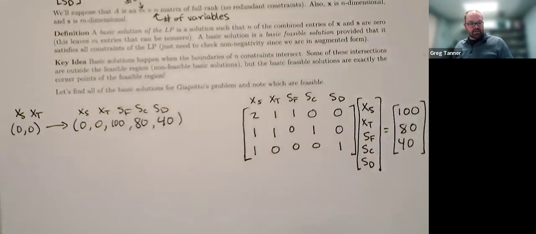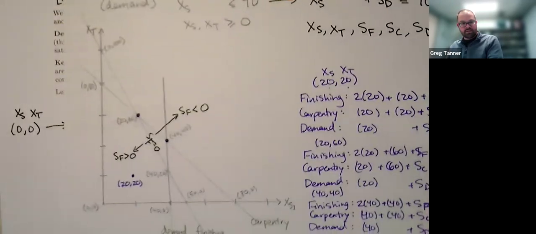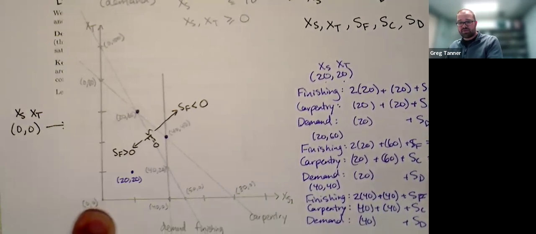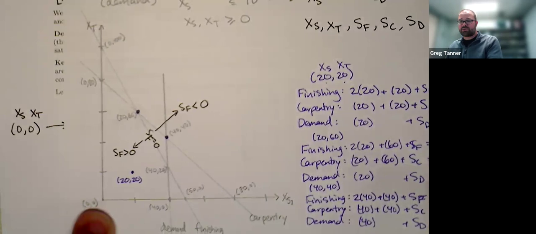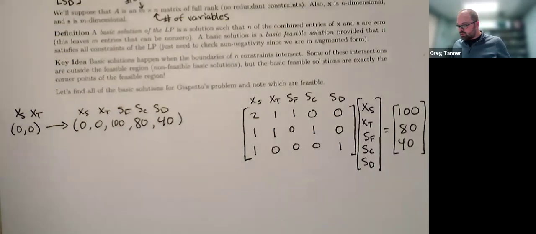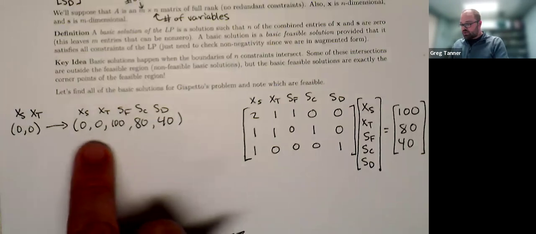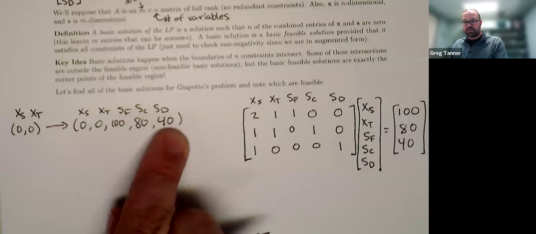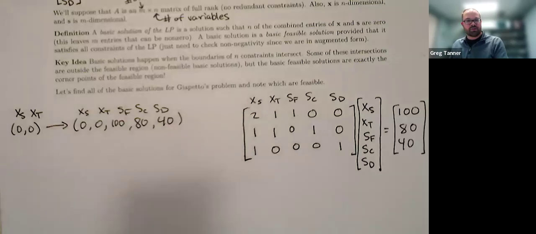And so at the origin, or at 0, 0 in this picture, I've got 100 units of finishing slack, I've got 80 units of carpentry slack, and I've got 40 extra units of demand for soldiers. And so this is a basic solution. 2 of them are 0, 3 of them are non-zero, which matches up with what we said as far as the correct number of non-zeros.